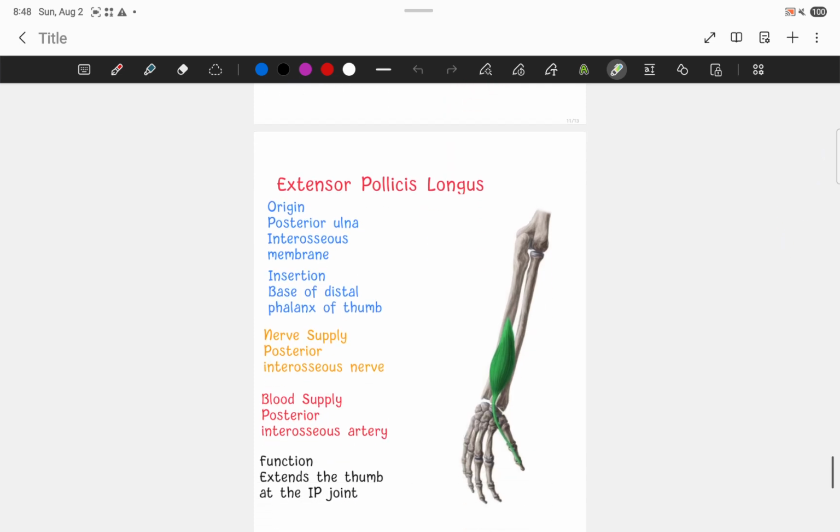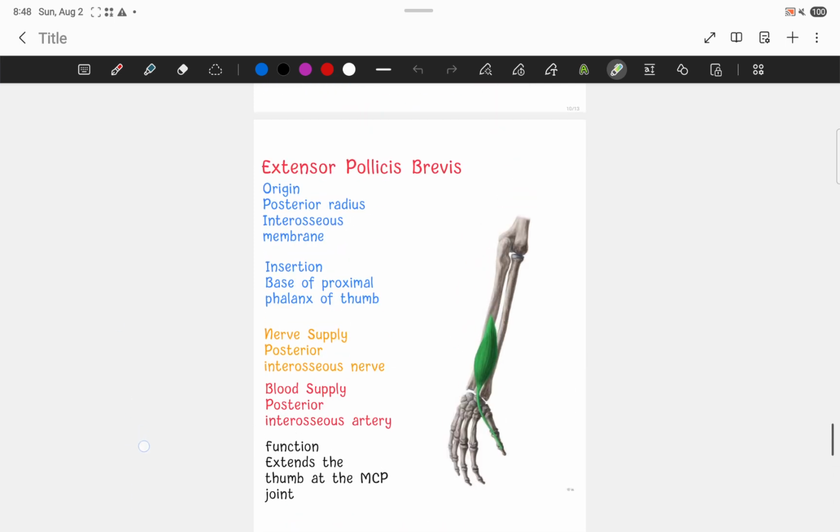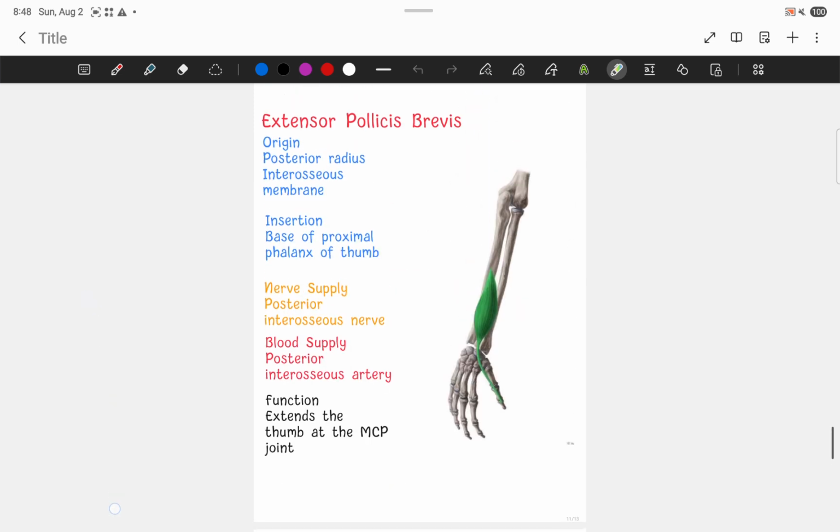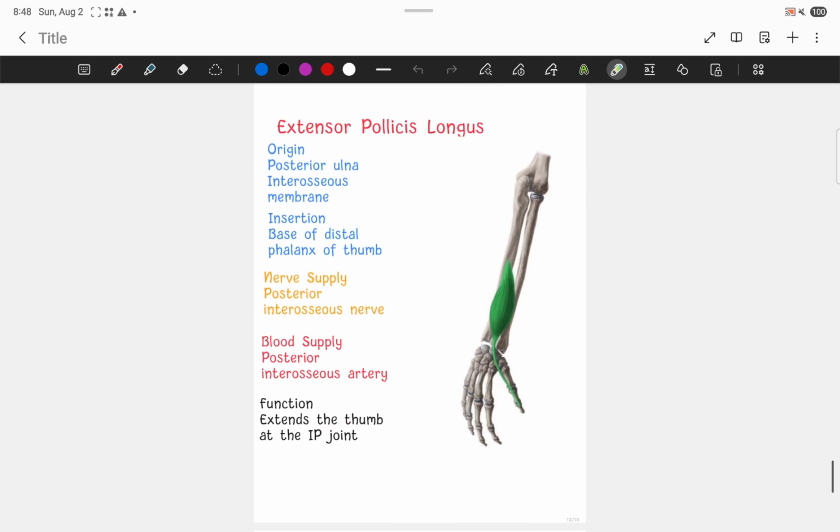Don't forget that. And another muscle is the extensor pollicis longus. Still we are on the thumb. The origin is the posterior ulna and interosseous membrane. And insertion is the base of the distal phalanx of the thumb. Blood supply is the posterior interosseous artery. The function is extension of the thumb at the interphalangeal joint.